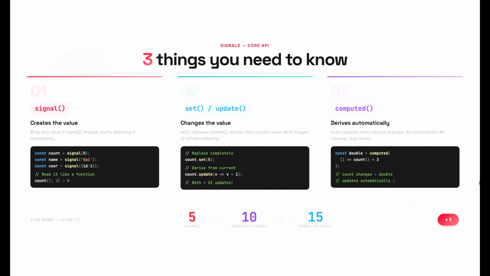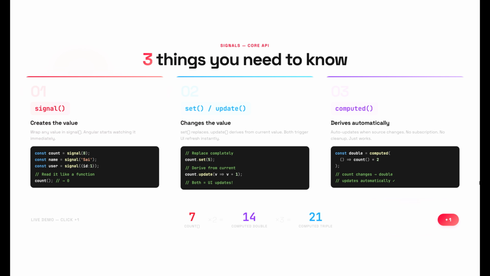But there's also update. Update is smarter. Instead of replacing, it gives you the current value and lets you compute the next one. So if your count is 5 and you call update with plus 1, it becomes 6. This is way safer than reading and setting separately.